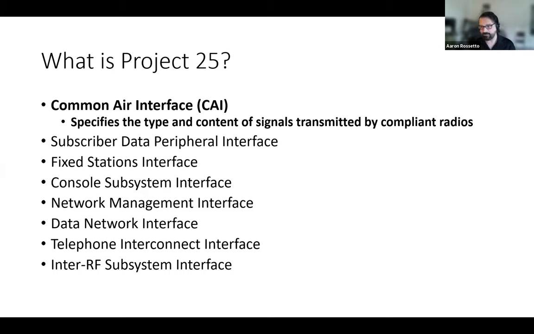Yeah, OP25, there's a lot of stuff in there. It's not very easy to use, but it has an IMBE decoder, which is completely different from the one in DSD. It decodes the trunking channel, as far as I know. Anyway, it has a lot of code that might be useful to put into other projects.